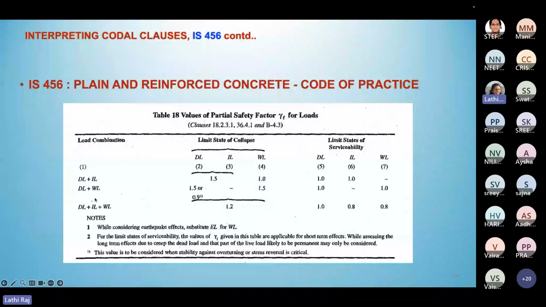And the code also says EL, you use earthquake load in place of WL when earthquake load is coming. So both earthquake load and wind load will not come at a time together. That is the assumption we make. So there is no combination of dead load plus IL plus WL plus EL. The combination is dead load plus IL plus wind load or earthquake load. Okay.